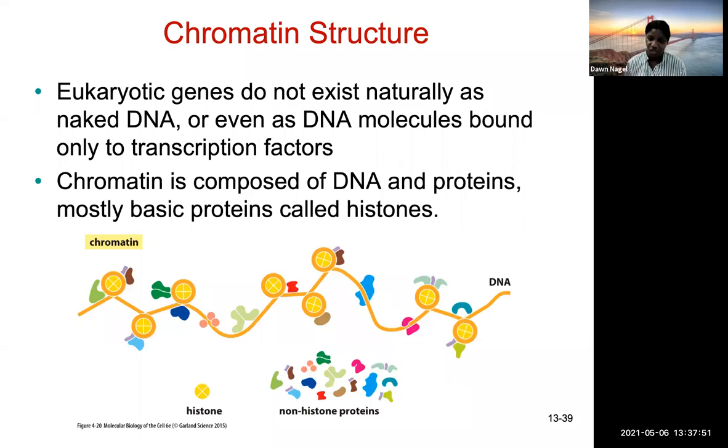So eukaryotic genes, this is not true in bacteria. Eukaryotic genes are not naked, right? So the DNA is not just lying around present within the cell, where polymerase can get to it, or transcription activators can get to it. It's really compacted because it's a lot of DNA. If you were to stretch the human DNA out, the length would be about 6 feet.